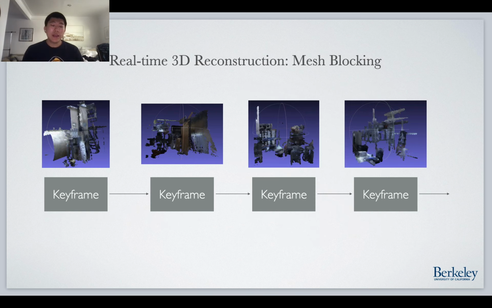Another solution to the scalability of TSDFs is mesh blocking, where every time the camera has moved a certain distance, a mesh is extracted and solidified, and the TSDF is reinitialized with the current camera position as its center. In this way, real-time reconstruction can be extended much longer. However, with the drawback that earlier sections of the mesh are now immutable. This also helps with speed, as the size of the TSDF we keep is limited, and we only need to perform minimal extraction.